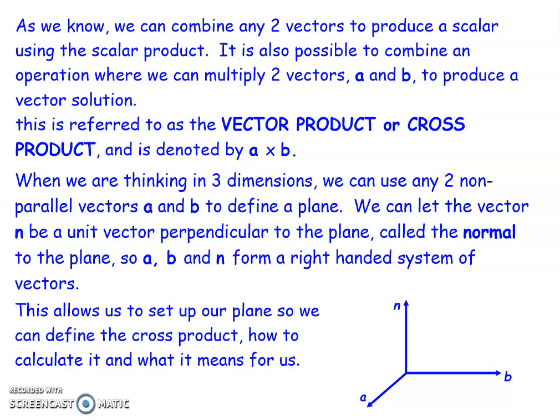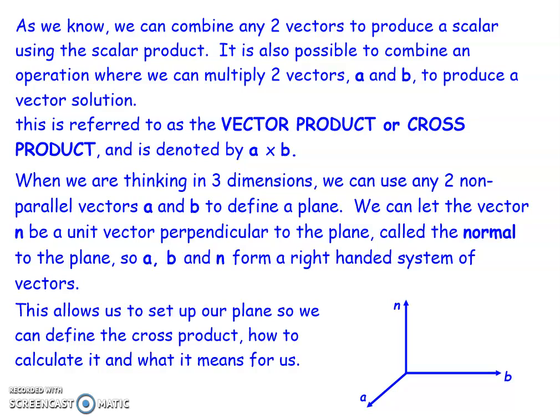What we're going to look at in this video is a special operation involving two vectors, which we're going to call the vector product. We've already looked at combining any two vectors in three-dimensional space to produce a scalar using the scalar product, or dot product, as we also called it.